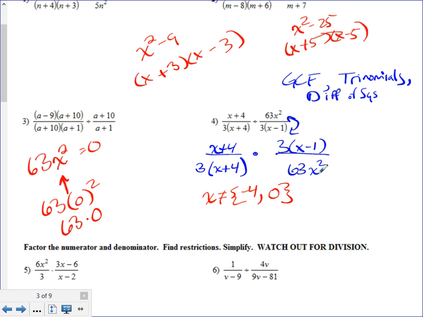All right, we checked division, we checked factoring, we found the restrictions. What's last? Okay, what can I reduce? Yep. What else? Yep. 3's can reduce. Do you see that? What am I left with?